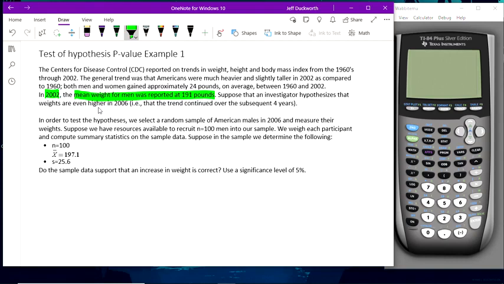Suppose that an investigator hypothesizes that the weights are even higher in 2006, indicating that the trend will continue over the next 4 years. So we essentially want to do this. They're looking for increase, so the alternative, HA, is going to be the mean is greater than that value back in 2002, so the mean will be greater than 191. Our null will be that the mean is 191.